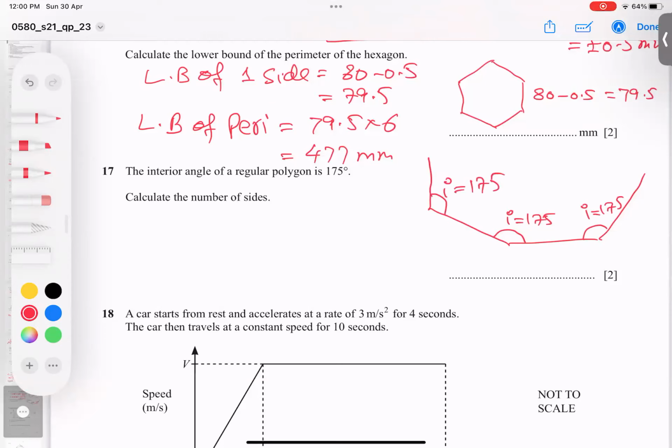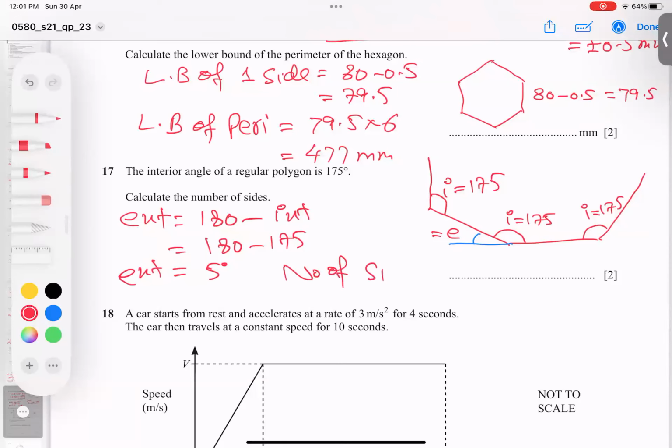But we have a formula. What is the formula? I'll make an extension of this straight line. What is this? This is called the exterior angle. How to get the exterior angle E? The exterior angle we can find as 180 minus the interior angle. So 180 minus 175, I got 5 degrees. And what is the formula? Number of sides equals 360 divided by the exterior angle. So it means 360 divided by 5, and the answer finally is 72 sides.